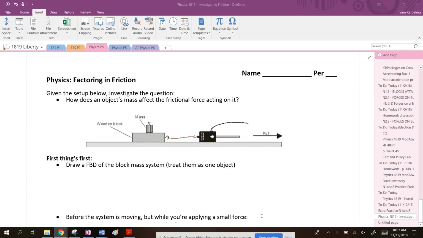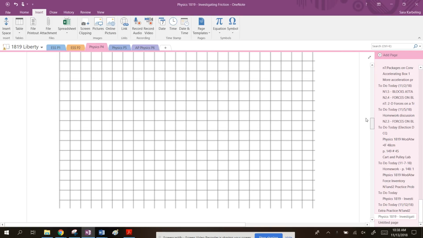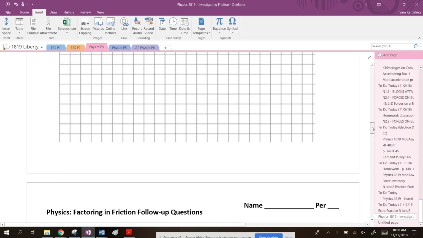Just because of logistics today, we're going to kind of split the class. And so if you are watching this, that means you're ready to do some friction analysis, the lab analysis, learn a little bit about friction, and then do some problems. So at this point, we've finished the front of the lab sheet, and hopefully you have already taken data and graphed your data.